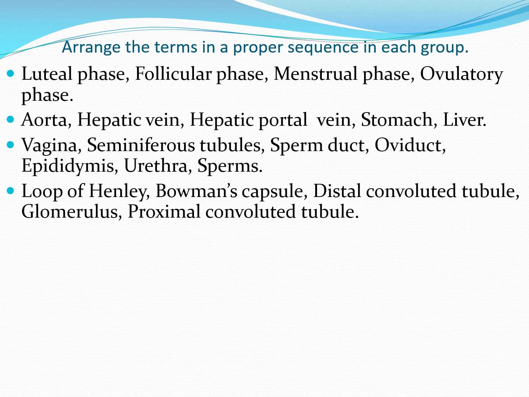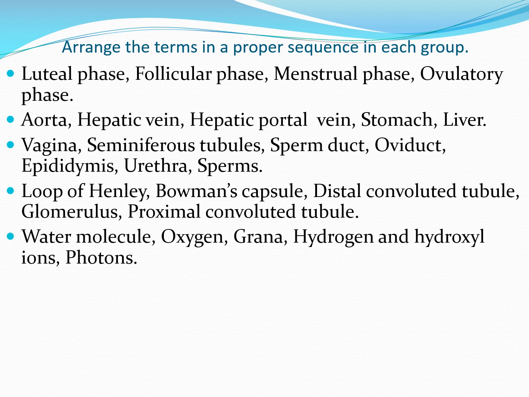From Bowman's capsule it enters into PCT, proximal convoluted tubule. From there into loop of Henle. From there it enters into DCT, that is distal convoluted tubule. So first one glomerulus, second Bowman's capsule, third proximal convoluted tubule, fourth loop of Henle, fifth distal convoluted tubule.